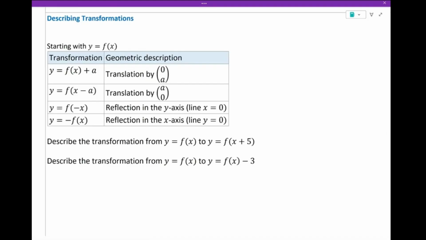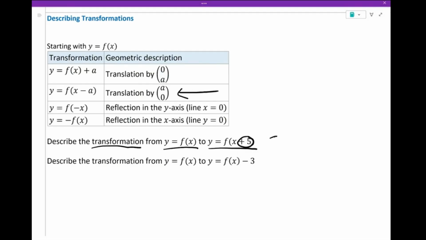So we're now going to look at describing transformations when we're given the initial equation and the final equation. Okay, so we've got our summary table here to help us. Let's look at our first question. Describe the transformation from y equals f of x to y equals f of x plus 5. So first off, look at the difference between the two. Well, we've got a +5 in the brackets. Okay, so which of our transformations involves adding a number in the brackets? Well, it's going to be the second one here.